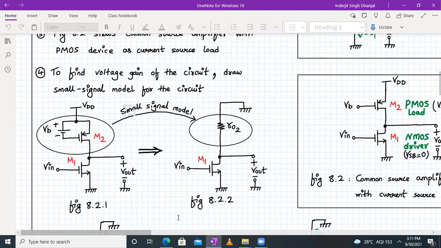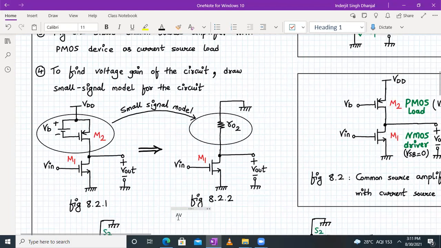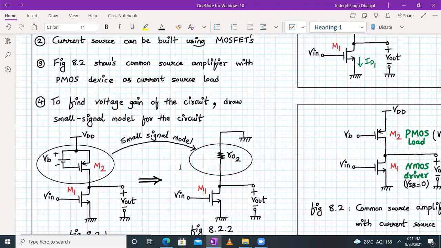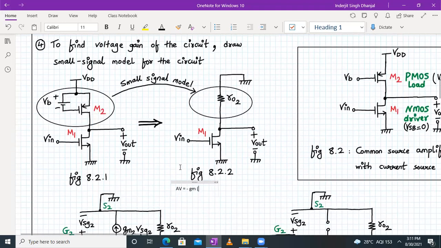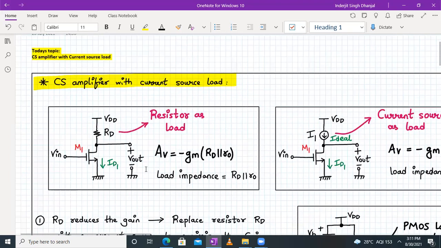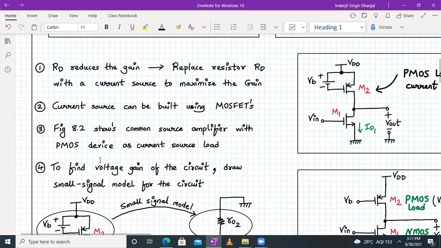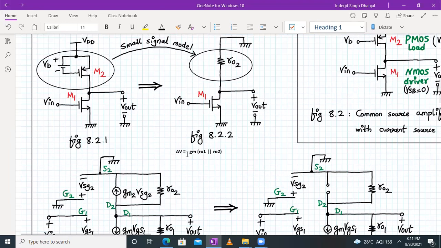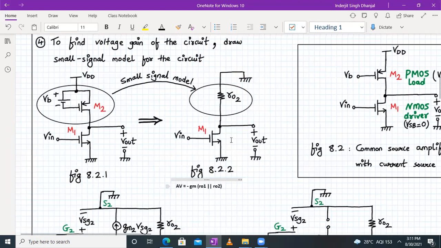Yes, you are correct. So here we can say AV is equal to minus GM times RO1 parallel to RO2. And how can we write this equation? We are writing this equation in the form of an analogy from here. Earlier AV was equal to minus GM times RD parallel to RO. Similarly, here we can write AV is equal to minus GM times RO1 parallel to RO2, right? So this we can easily write.